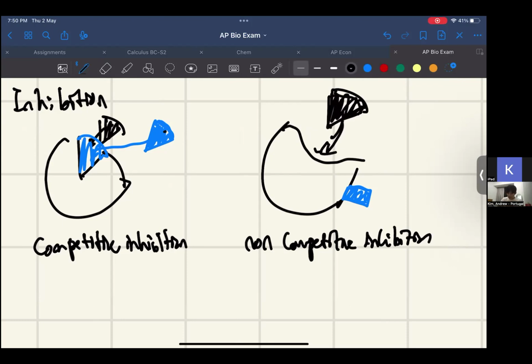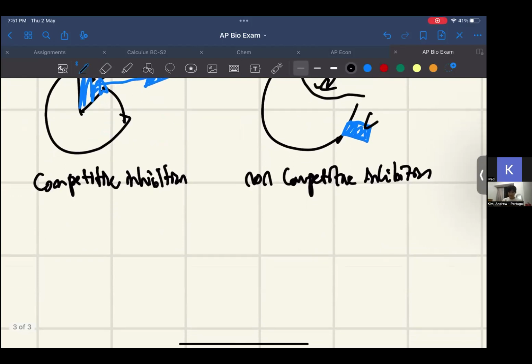Now again, these two guys aren't competing for the same spot. That is why it's not competitive inhibition, but still inhibition is happening because the blue chip is changing the shape of the enzyme so that the substrate cannot fit into the enzyme, okay? So these are 2 different types of inhibition. And last is something called feedback inhibition.